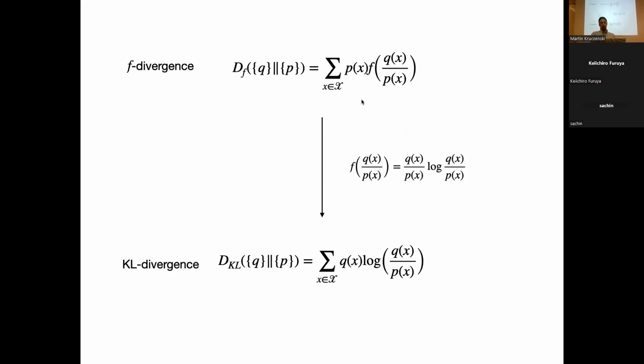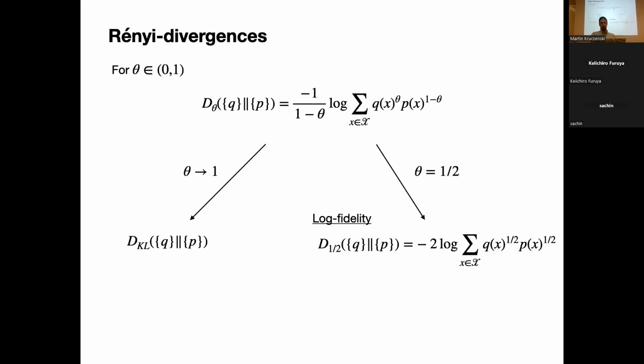I said this is a generalization of the KL divergence. So how is it generalized? Well, if you pick f to be this function, f acting on q over p equals q over p log q over p, you get the KL divergence. So this f-divergence is a generalization of the KL divergence. You can pick f to be any convex function and define some divergences. This is the classical f-divergence for two probability distributions.